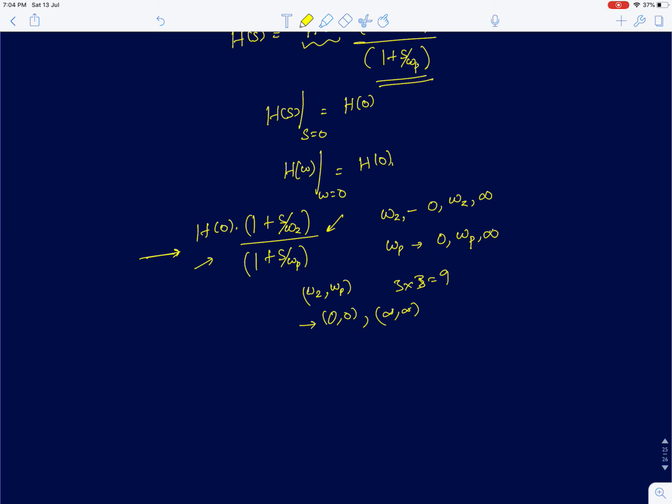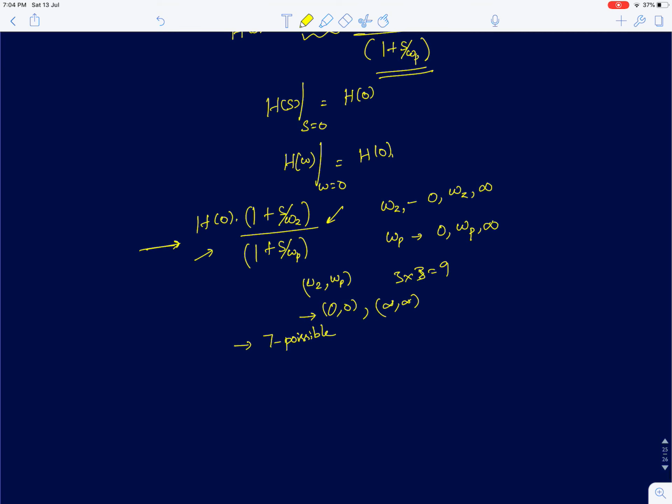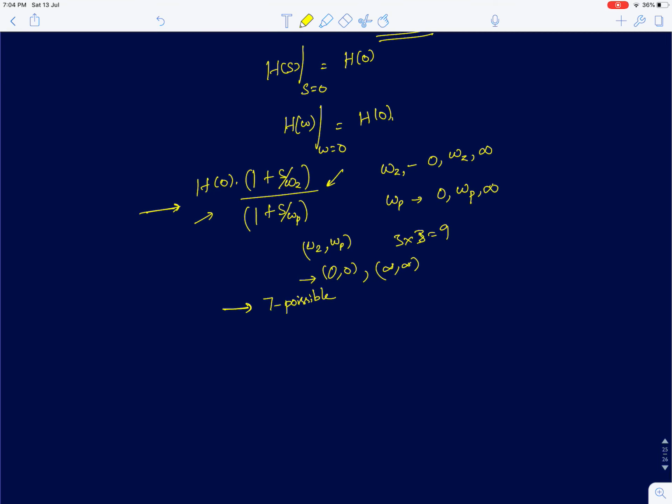Okay, so if you eliminate those, totally you will have 7 possibilities. You will actually have 7 possible first order system transfer functions. Here I'll write them and I'll show you that out of the 7, only 6 actually, or rather 5 make sense. So why is that? I'll talk about that. Okay, so we'll just list out the 7 possible transfer functions.